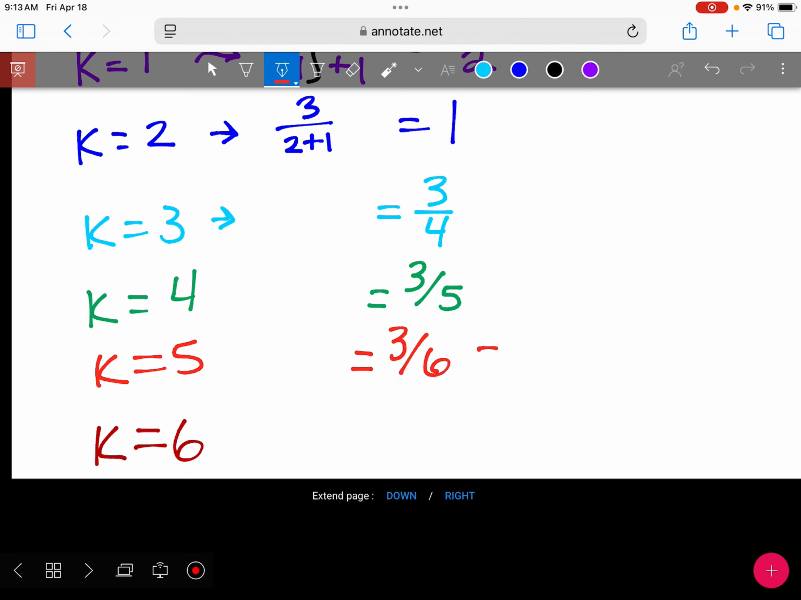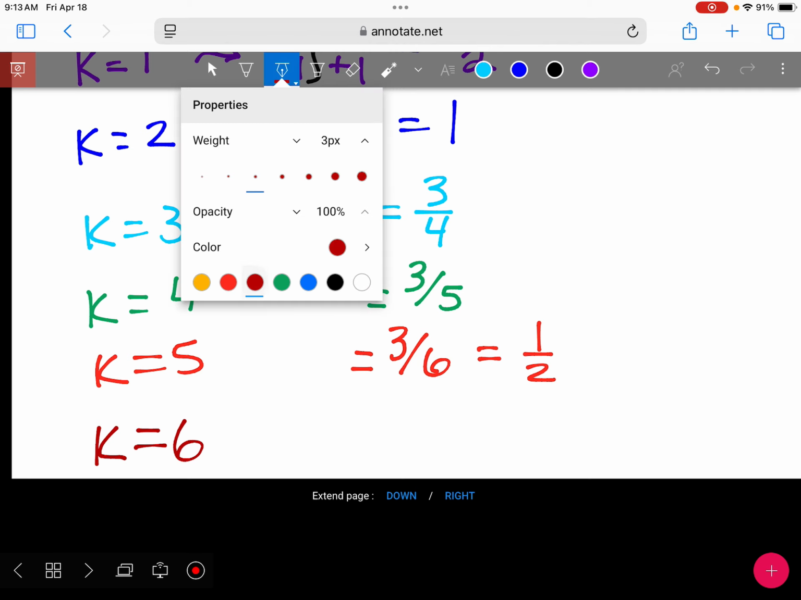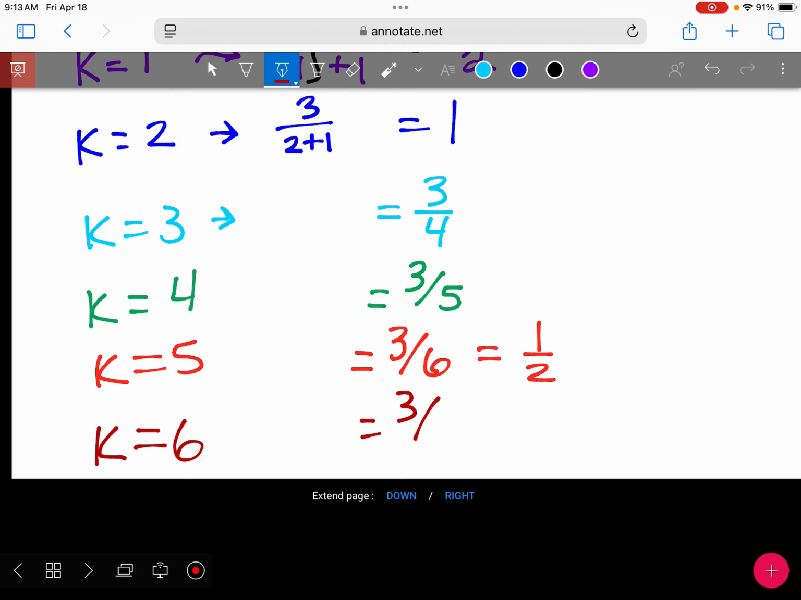3/6, also known as 1/2. Either way's fine. And 3/7. You round up, you get 600.6. A lot of rounding.